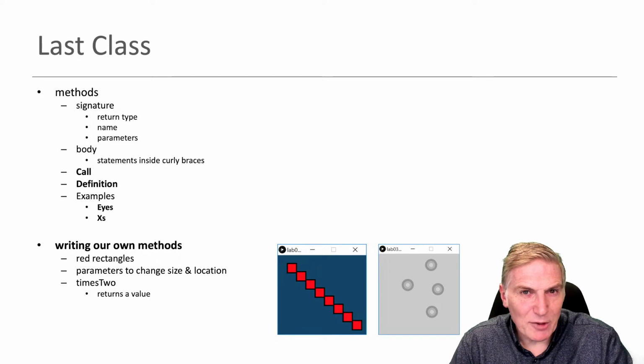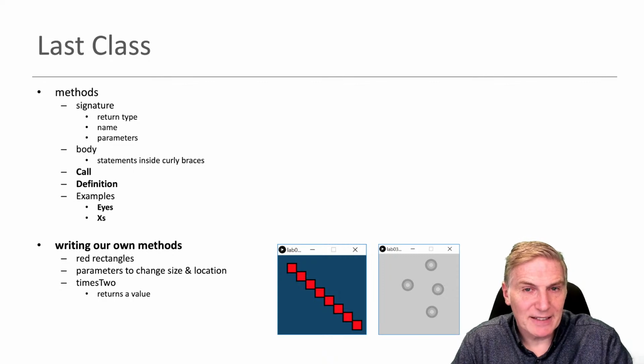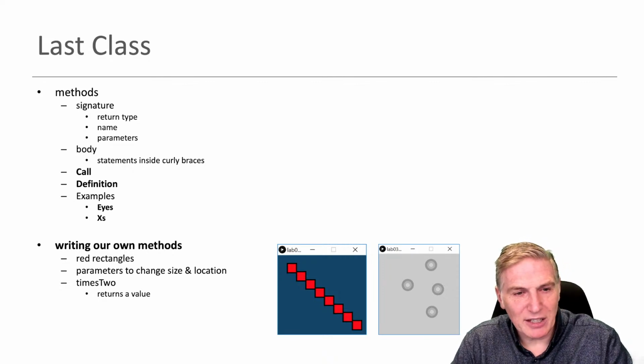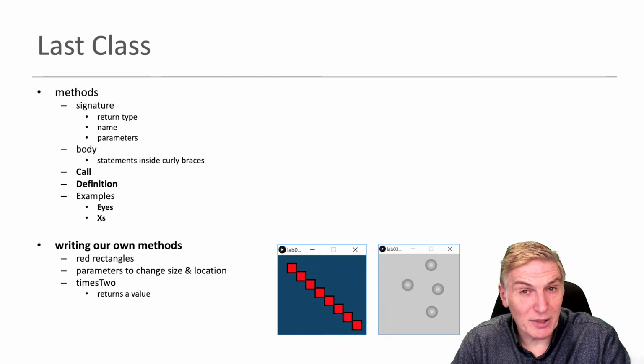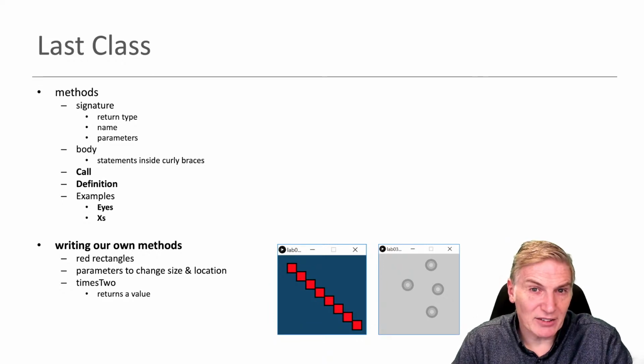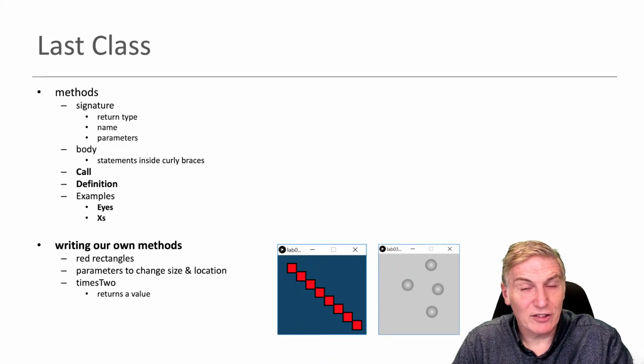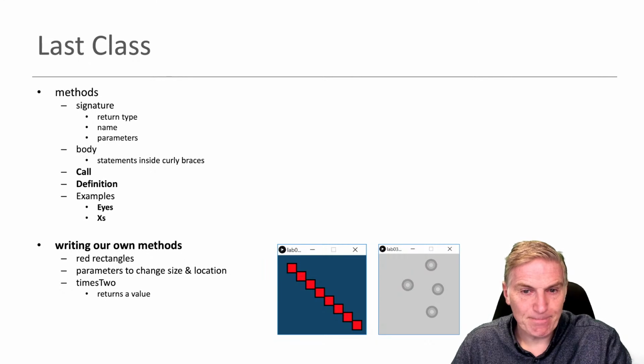And then the slightly more difficult one, which is returning a value. So when a method does something and gives you back an answer. For example, we looked at times 2. You take in a number, it multiplies it by 2 and gives you back the answer. And that answer is usually then stored wherever the method is called, or it's used inside of a condition.